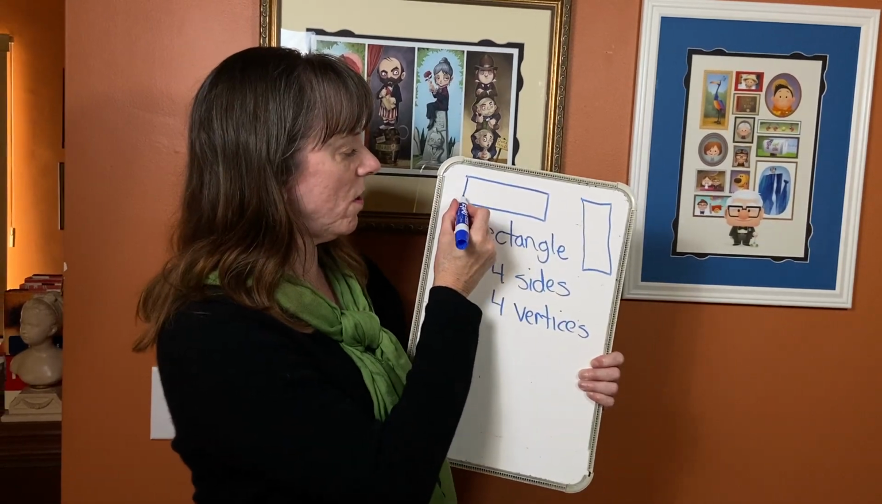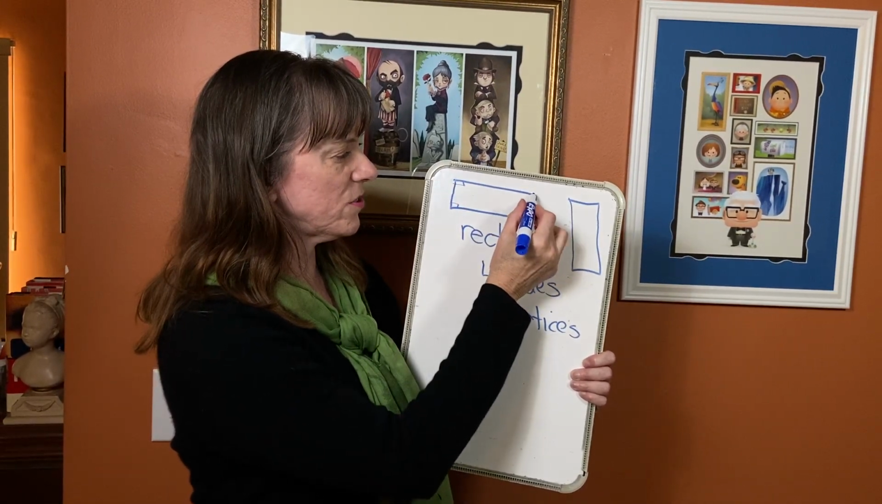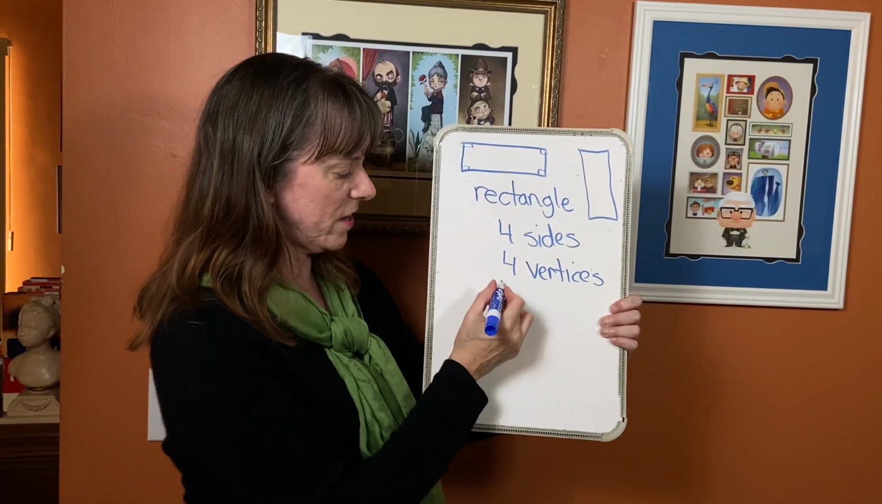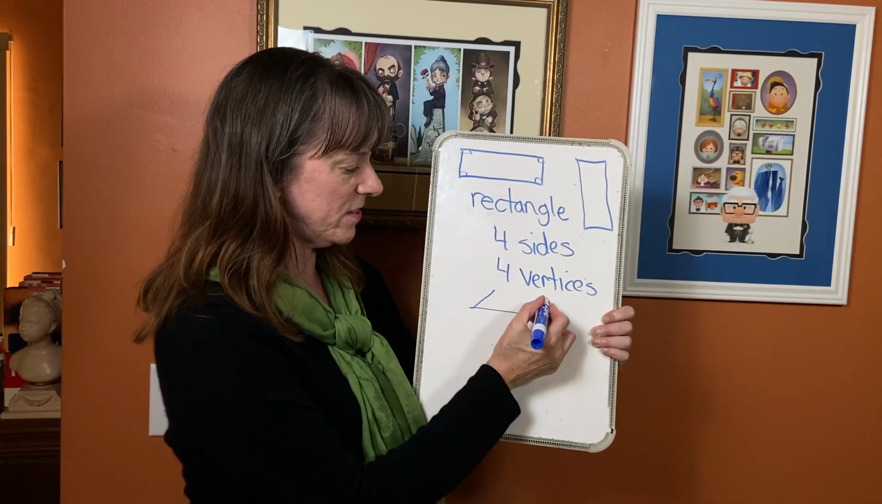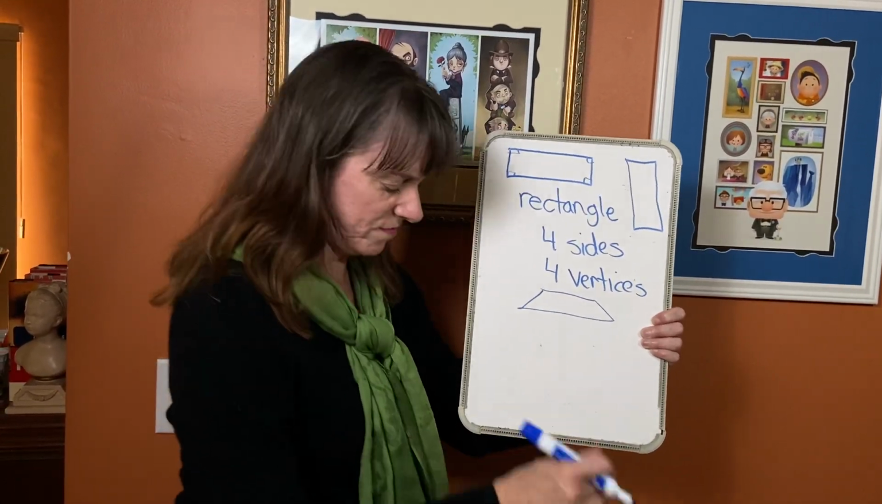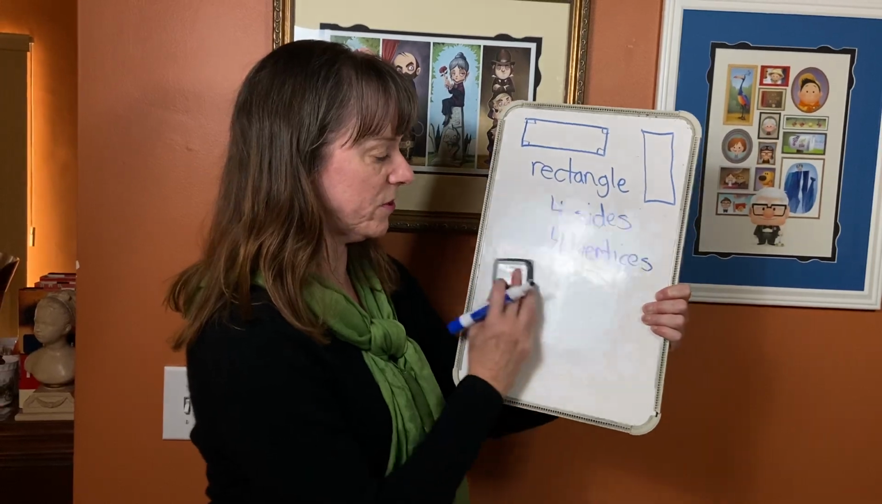And notice how all of those vertices are nice square corners, so that you couldn't do something like this and say that that's a rectangle. That would not work. Those are not squared corners.